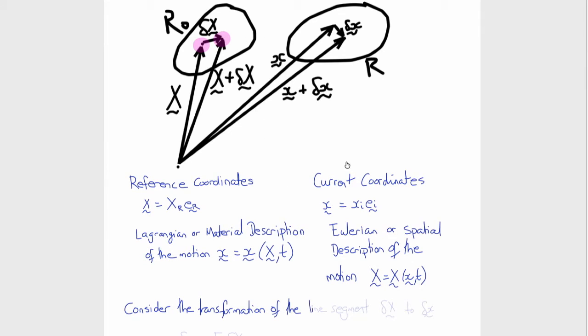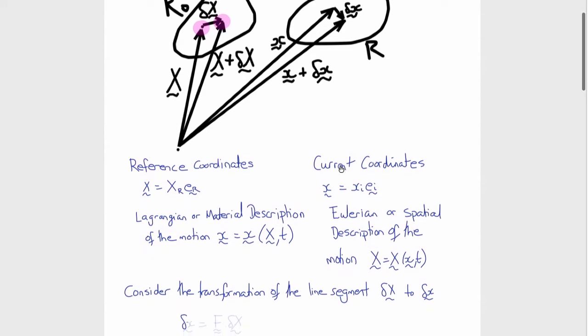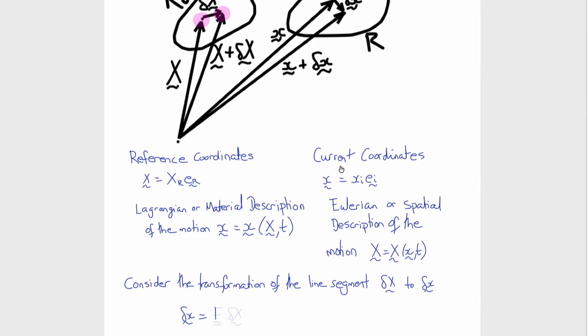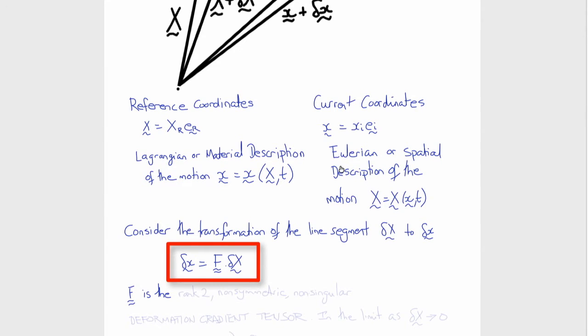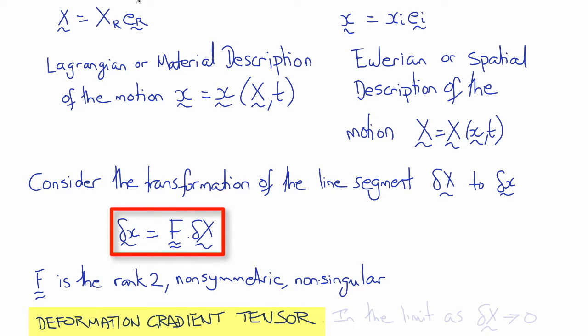Since delta big X and delta little x are vectors, then the transformation that turns delta big X into delta little x must be a tensor, and that tensor is F. F is known as the deformation gradient tensor. It's a rank 2 tensor, it's non-singular, and in general, it's not symmetric.